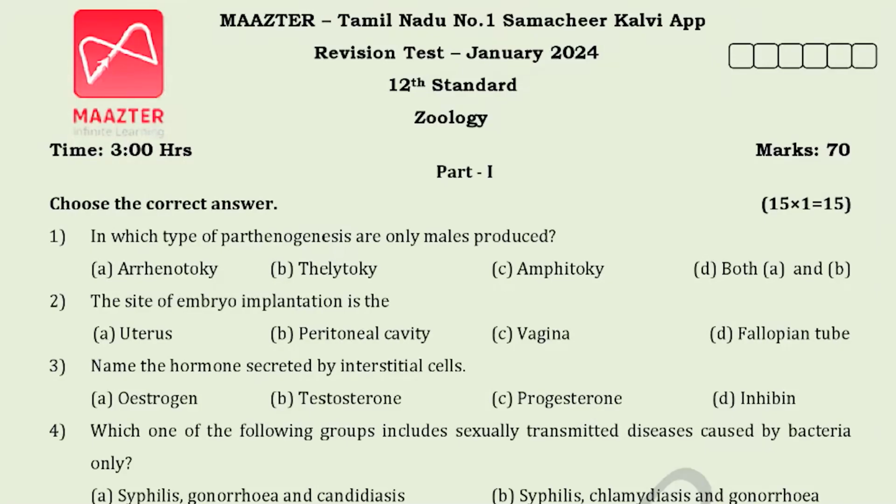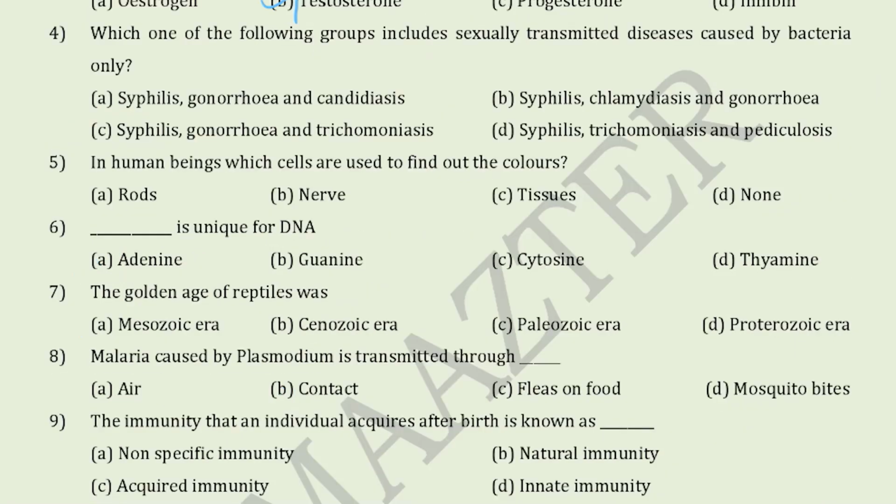First, part 1, choose the correct answer. First, in which type of parthenogenesis are only male produced? Answer is option A. Next, the site of embryo implantation is. Answer is option A. Next, name the hormone secreted by interstitial cells. Answer is option B. Next, which one of the following groups includes sexually transmitted diseases caused by bacteria only?